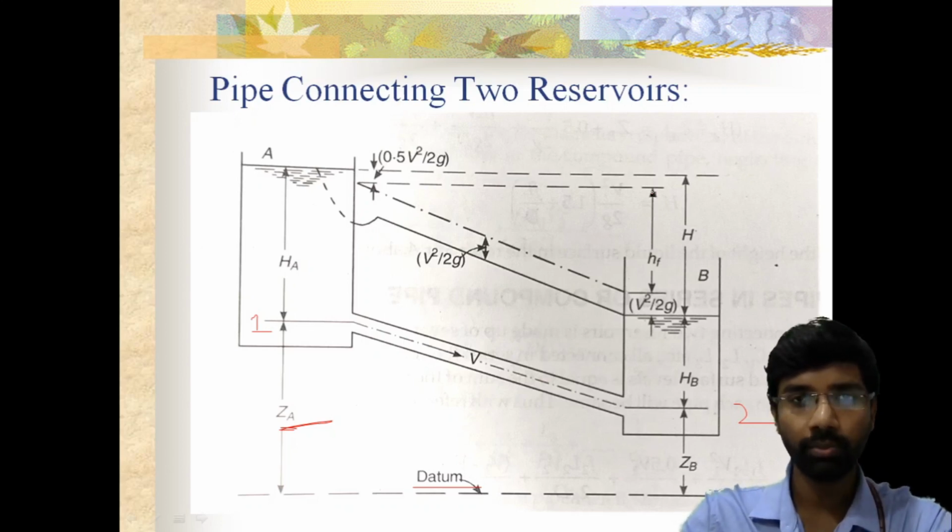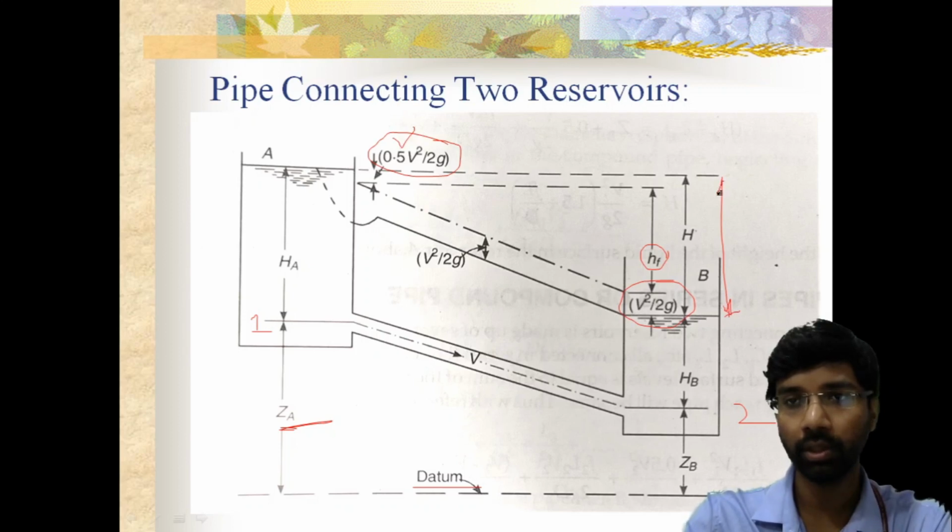Now if you observe here, it is clear that this 0.5 v square by 2g is the entry loss, this v square by 2g is the exit loss, and this hf is the frictional loss. Summation of these three, you will get the total head loss in the reservoir.